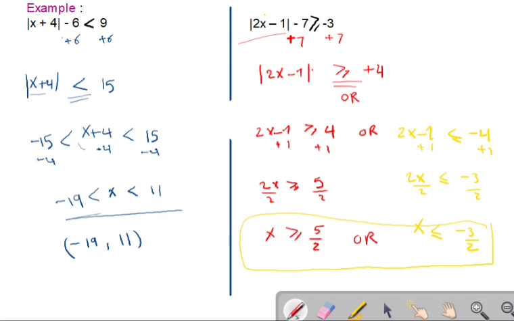Any value from either of these groups can be applied in this inequality. We can express it as x greater than or equal to 5 over 2, so it is from 5 over 2 to infinity, and in the other case we have from minus infinity to minus 3 over 2. The bracket means that minus 3 over 2 and 5 over 2 are included in the solution.